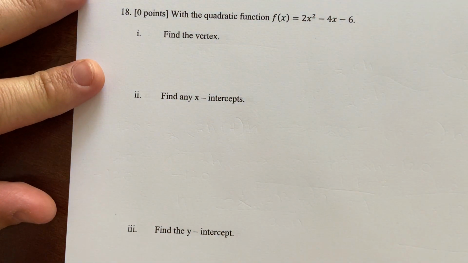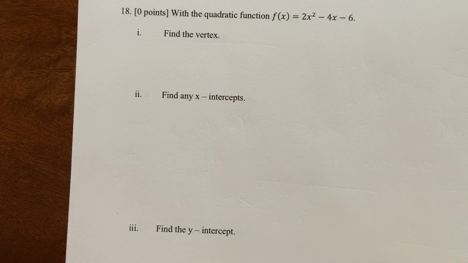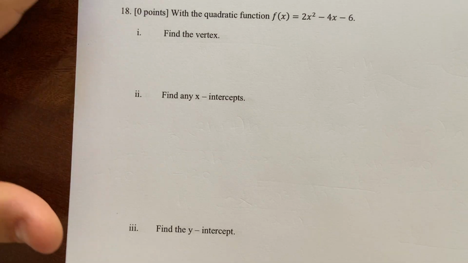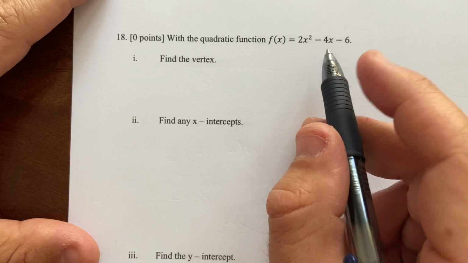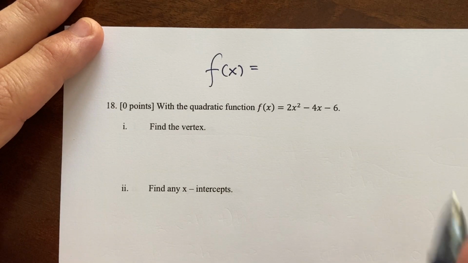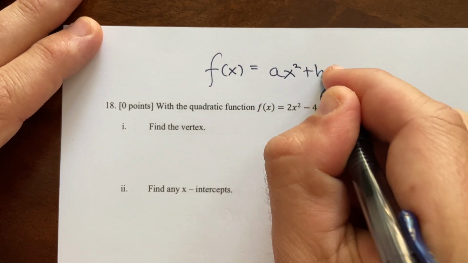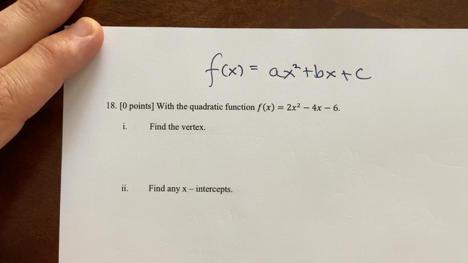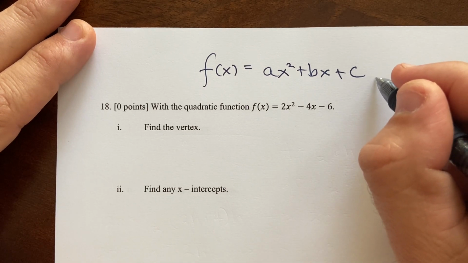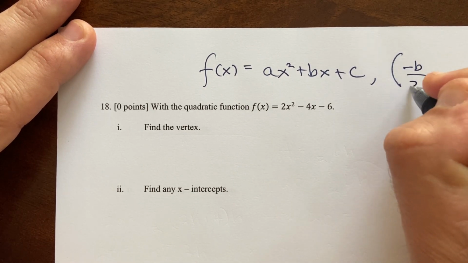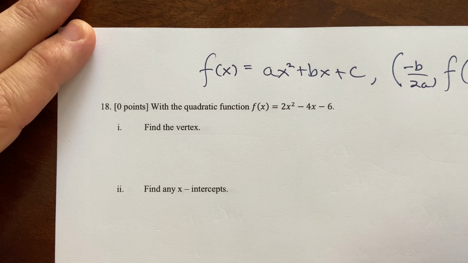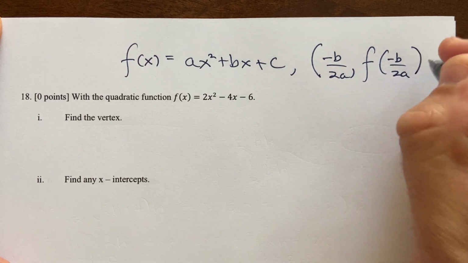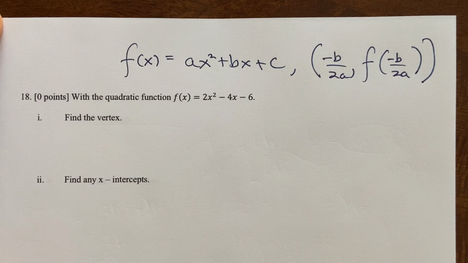Okay, here's number 18, we're almost there. So graphing now, it says find the vertex. When you have a parabola or an equation that's quadratic, in general, if you have f of x equals ax squared plus bx plus c, then the vertex will be at opposite of b over 2a, and then f of opposite of b over 2a. So that's what I'll use here.